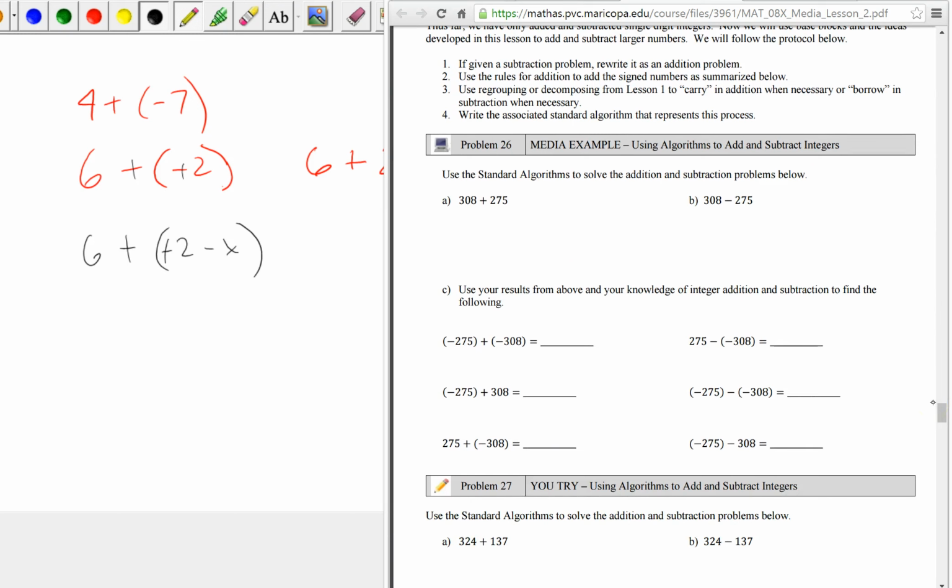Now, using algorithms to add and subtract integers, let's just do a quick overview. So again, these are grouped in a very intentional way. We have them with two large numbers, add them and subtract them, and then put them in all the different or most of the different combinations of adding and subtracting their signed corresponding values.